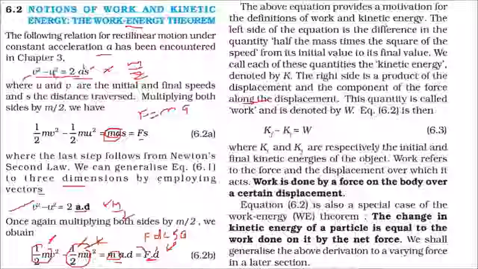So this quantity is nothing but work. F dot d is work. And this is simply the difference of the kinetic energy, final kinetic energy minus initial kinetic energy. It gives you work, which is equal to F dot d. In one dimension it is F dot s, but in more than one dimension it is going to be F dot d. So work refers to the force and the displacement over which the force is acting. We can say work is done by a force on a body over a certain displacement. So force is acting, some displacement is there, then we say some work is being done.